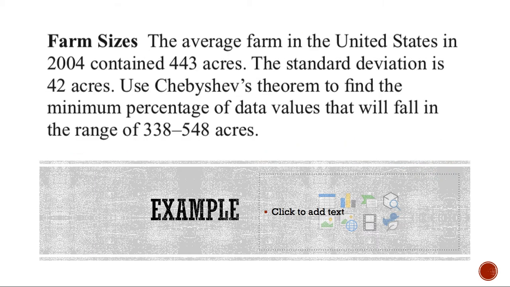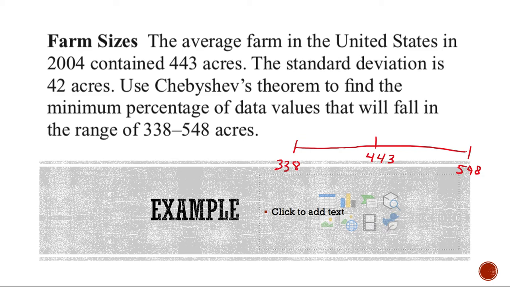The other way would be something like this. The average farm in the United States in 2004 contained 443 acres. That is my mean, so I'm going to put that in the middle of my number line. The standard deviation is 42. Use Chebyshev's theorem to find the percent of values that fall between 338 and 548. So remember, on a problem like this, we need to calculate the k value first.